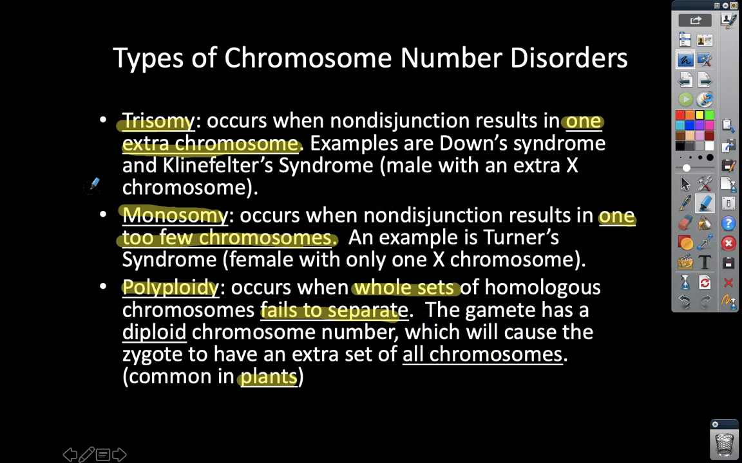So humans, trisomy and monosomy are the common types of chromosome number disorders. Polyploidy is a special one to plants only. Now, when we're talking about these number disorders, we are going to practice reading some karyotypes in another lesson, and you're going to have to pick out if they have a trisomy or monosomy, so make sure you've written down these words so that you have those available when you do that.